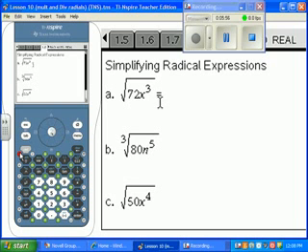Let's talk about this one first. What we're going to do is split this up so we're dealing with numbers and variables. So everybody's going to put in the square root of 72 and the square root of x cubed.